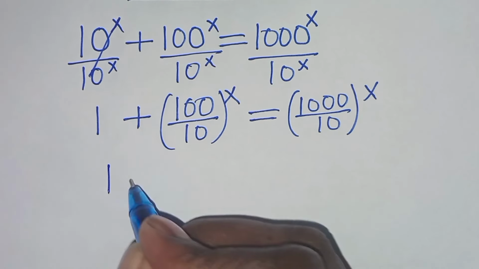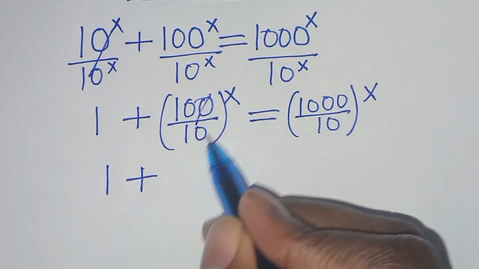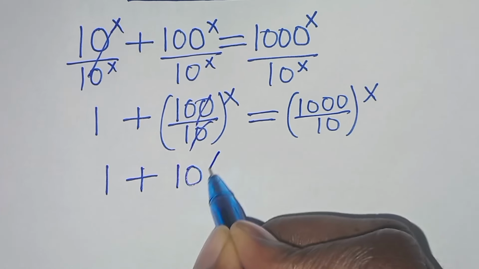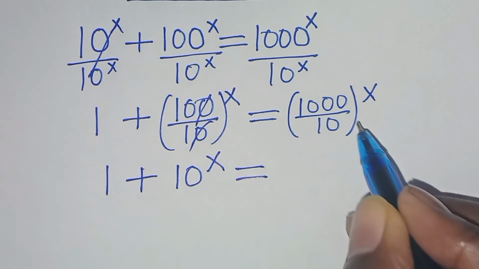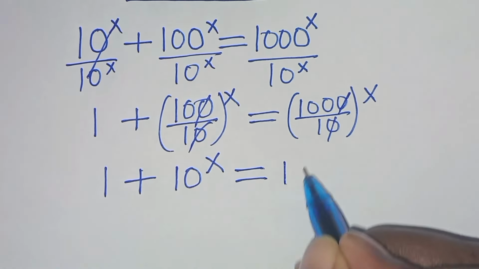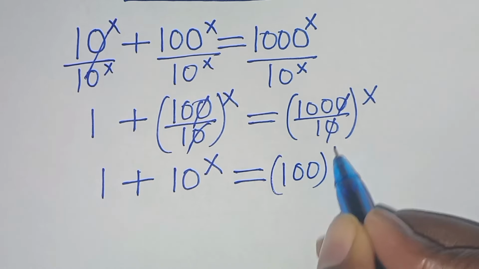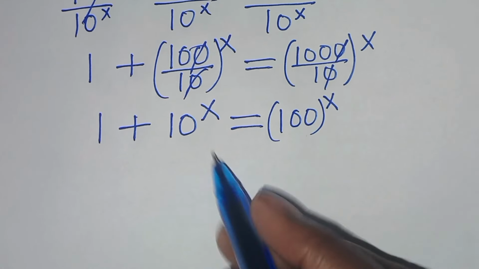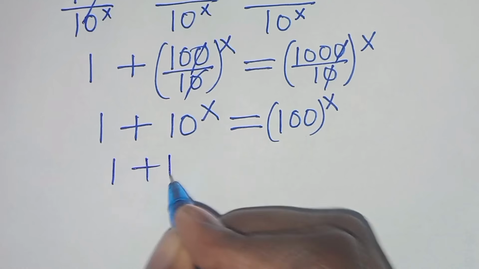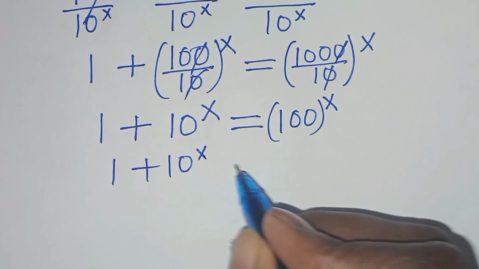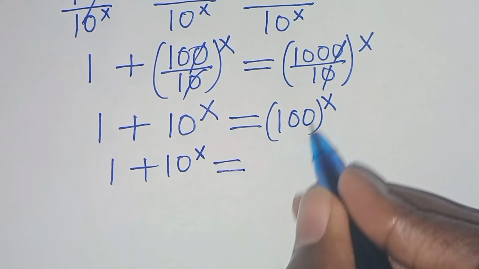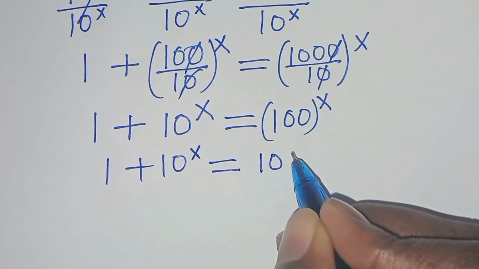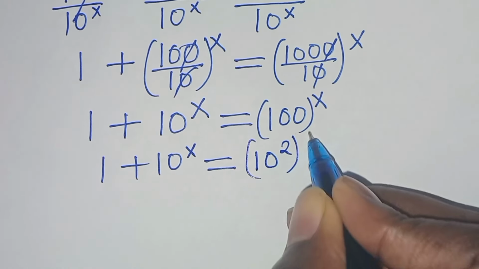So here we have 1 plus, let's simplify here. So this is 10 raised to power x. This is equal to, if we simplify here, this is 100 raised to power x. The next step is that we have 1 plus 10 raised to power x. This is equal to, we can express 100 as 10 raised to power 2, all raised to power x.